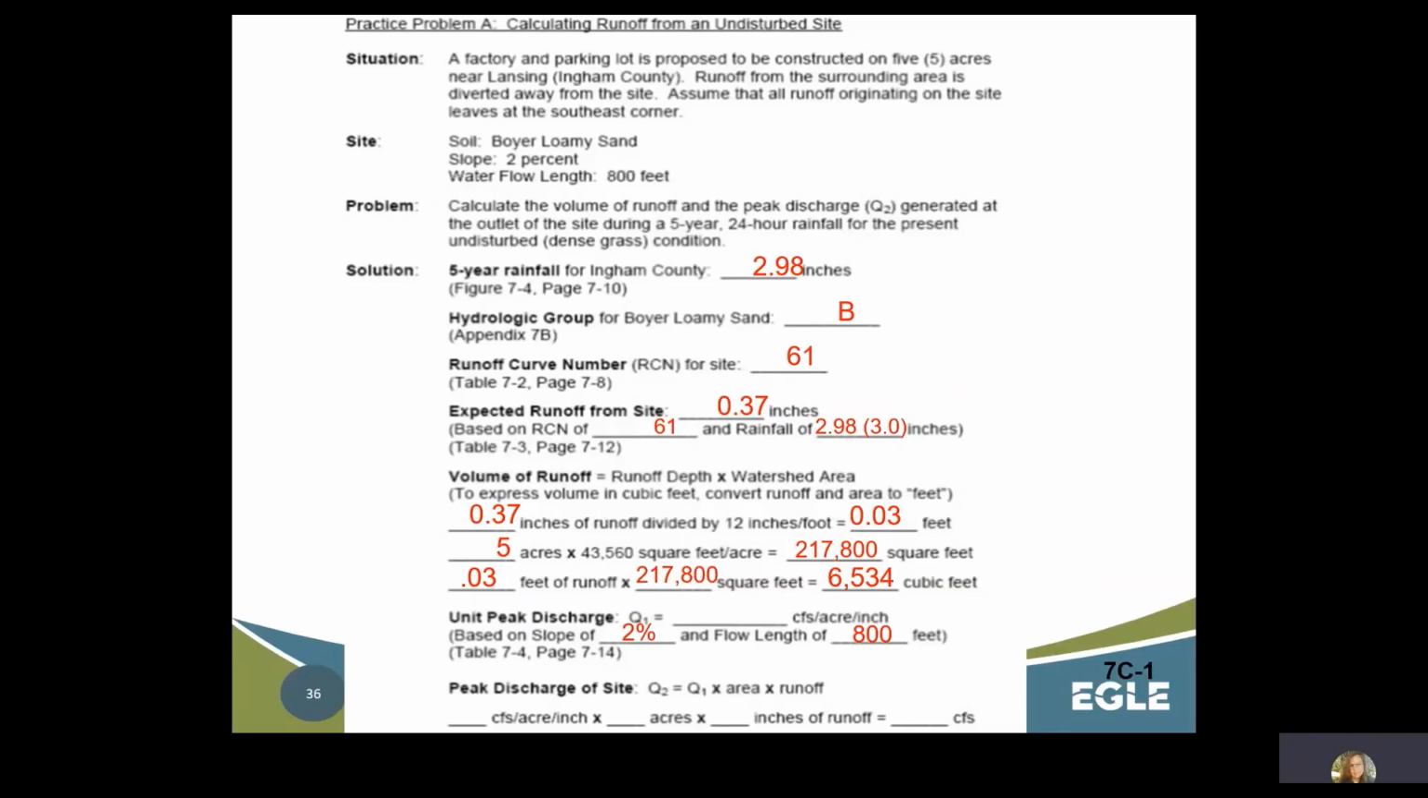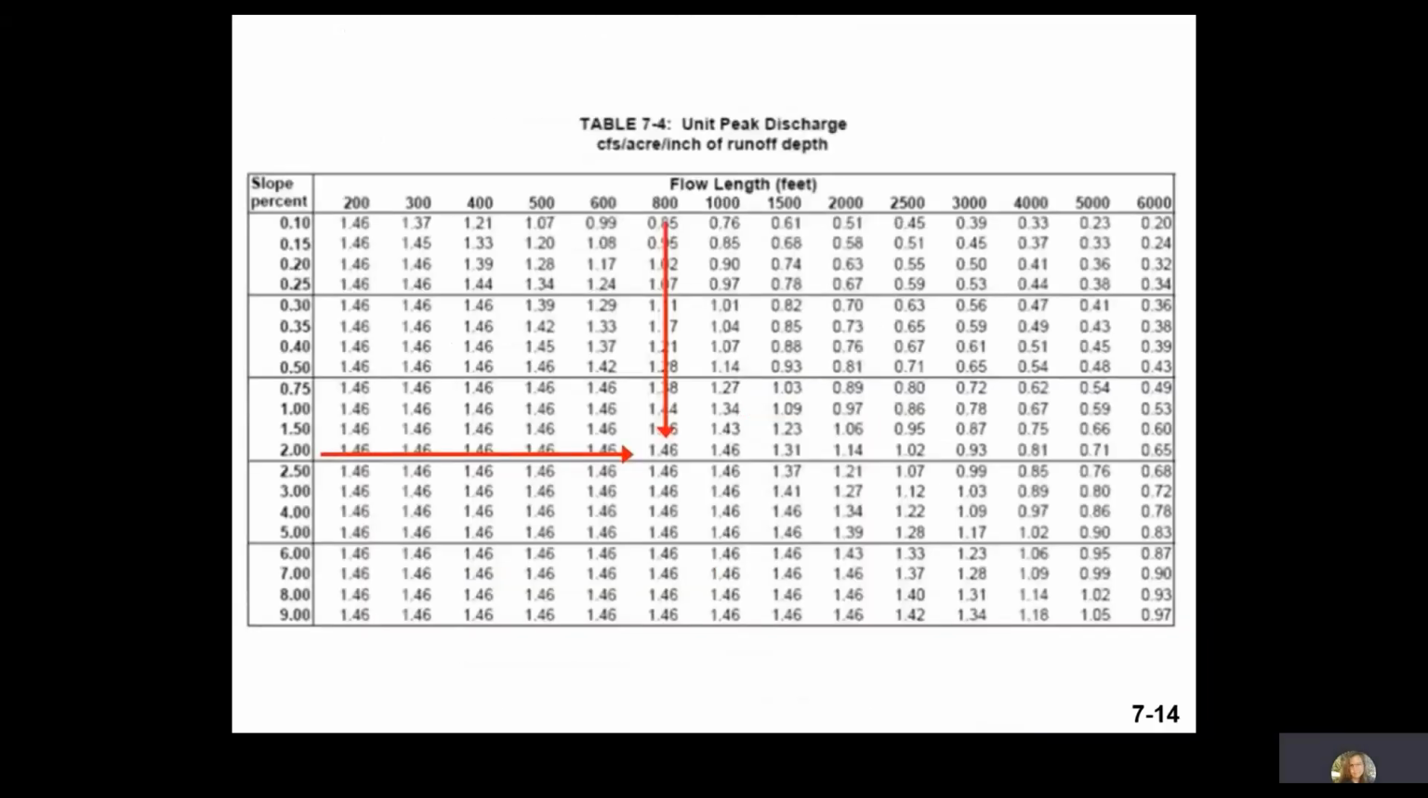Now that we have the runoff volume, the next thing to calculate is the peak discharge. In order to calculate the peak discharge, however, we must first determine the unit peak discharge, which takes into account the percent slope and water flow length that we were given in the problem situation. We can enter these two values now, a slope of 2% over a flow length of 800 feet as shown in the slide. Here is Table 7-4, Unit Peak Discharge.